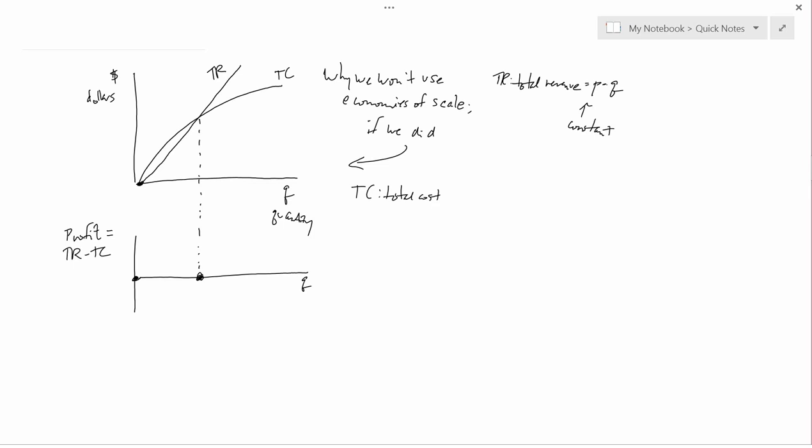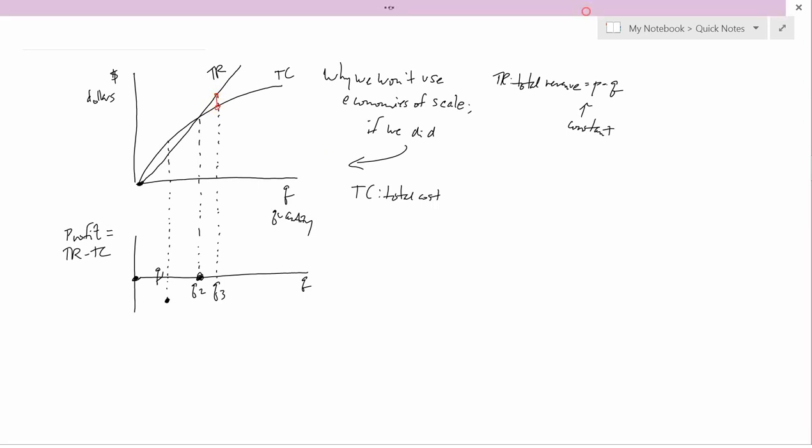But in between, for example, here, costs are above revenues, and so profit's going to be something negative. Let's say here. But once you get to a larger quantity, like here, maybe, let me label these quantities. I'll call this Q1, I'll call this Q2. When you get to Q3, you can see that revenue is here and cost is here, so revenue is now above cost, and the gap between them is profit, which isn't very big, but it is positive.